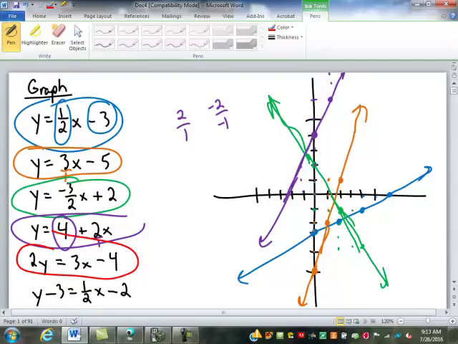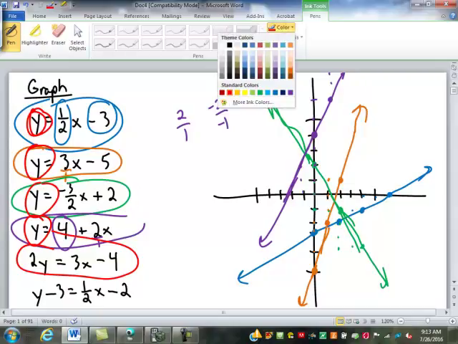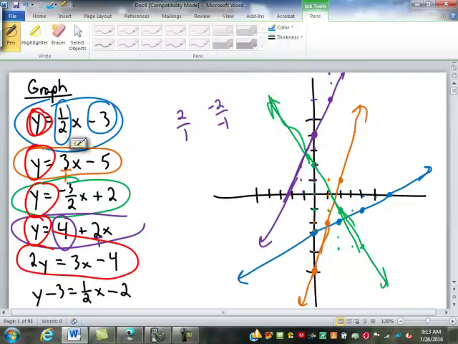There's a 2 in front of the y. All of these are y equals, y equals, y equals. And in order to use this shortcut for graphing, it has to be y equals. It doesn't work if we have it any other way. So we're going to have to do something about that. So I'm going to rewrite this equation. 2y equals 3x minus 4.